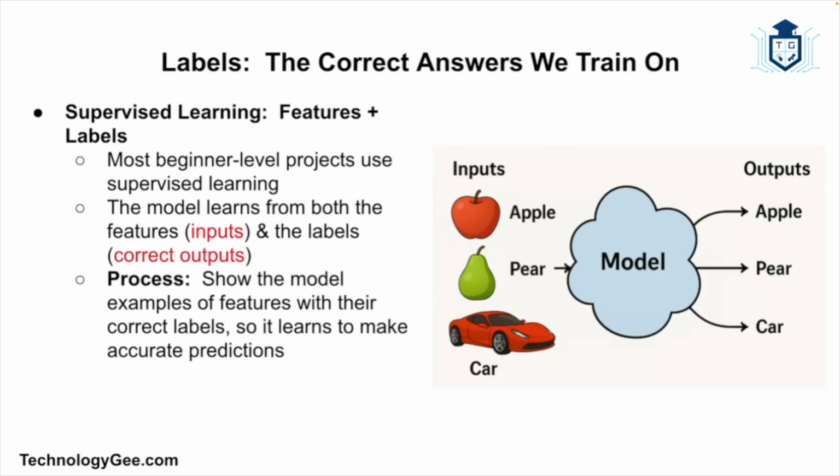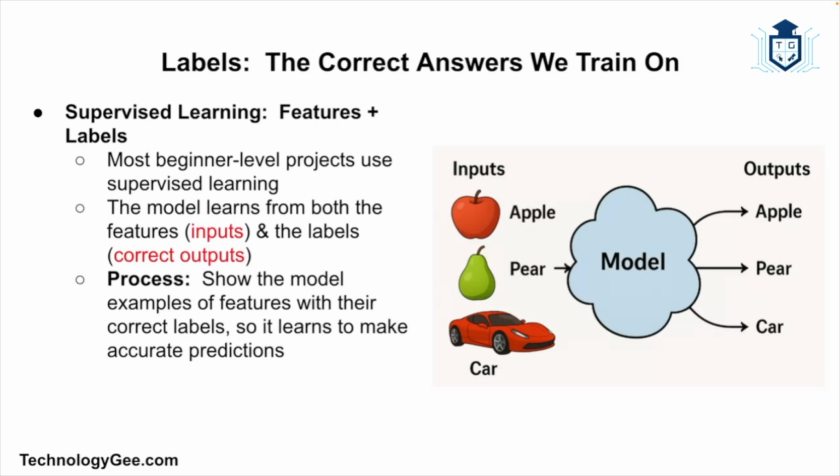And then we have what is called supervised learning, and this is features plus labels. Most machine learning models, especially in beginner level projects, use something called supervised learning, where the model learns from both the features and the correct answers, or the labels. Now, the idea is simple.